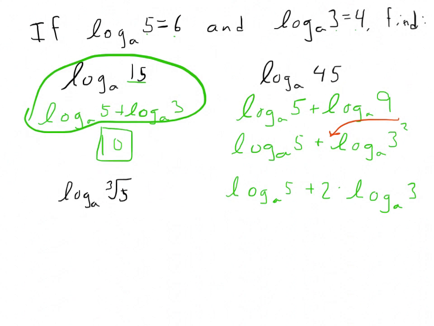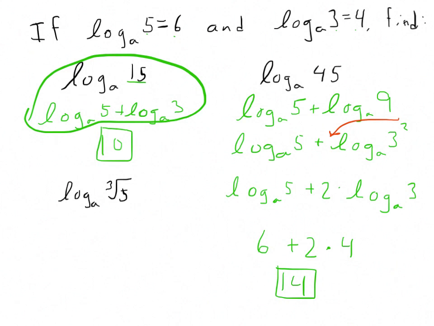Fortunately, those are pieces of information that we know. From the beginning of the problem, we knew that the log base a of 5 is 6. So this is 6 plus 2 times, and the log base a of 3 we knew was 4, so I can put a 4 here. This gets me 6 plus 8, which is 14.